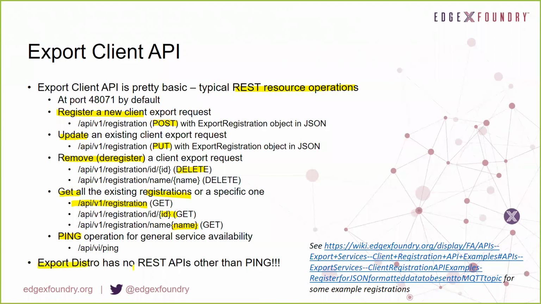The export distro actually does not have a REST API set, save one thing. It does have a ping, as all microservices in EdgeX have, but it doesn't have any other REST APIs. And that's because, again, it's the worker bee behind the scenes that takes incoming data from core data and distributes them out to the various clients. But we don't ever call on distro. It's just working behind the scenes based on whatever client registrations are made through export client.